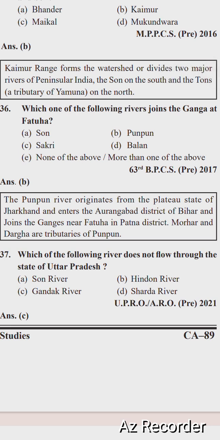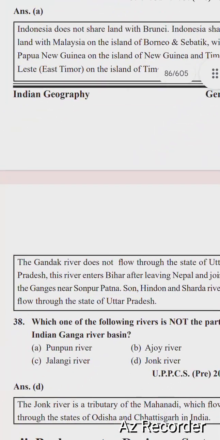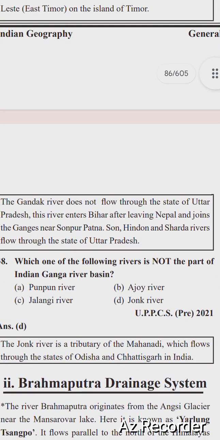Which of the following rivers does not flow through the state of Uttar Pradesh? Option A Son river, option B Hindon river, option C Gandak river, option D Sarda river. The right option is C, Gandak river. The Gandak river does not flow through the state of Uttar Pradesh. This river enters Bihar after leaving Nepal and joins the Ganga near Sonpur, Patna.